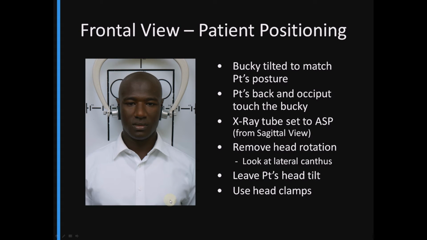And remember, when we took the frontal X-ray, we had positioned the patient where the bucky was tilted to match their posture after we had set the X-ray tube to this ASP, which is the atlas sagittal plane line. We're going to position the patient where their back is touching the bucky and their occiput as well. We're going to remove head rotation by looking at the lateral canthus of the eye, or a lateral edge of the eye out to the side of the head, and look for symmetry there. And if it wasn't symmetrical, we rotated the chair till it was symmetrical. And then we knew we were not leaving head rotation on this film. We did leave postural head tilt. We did not try to upright the patient any further than their vertical posture would let them go. And then we put the head clamps over the C1 region to help center and stabilize the patient for the film.